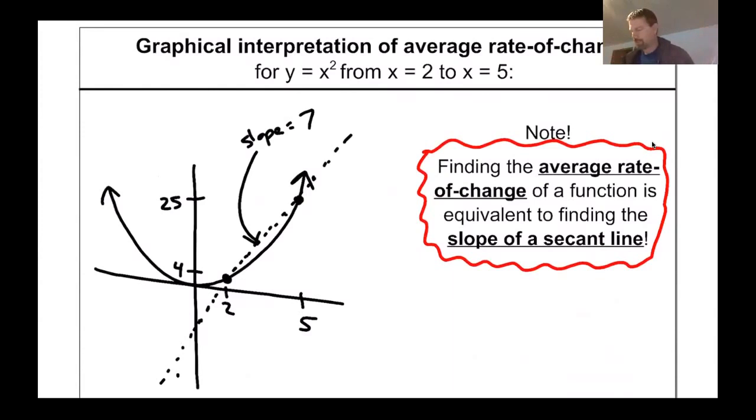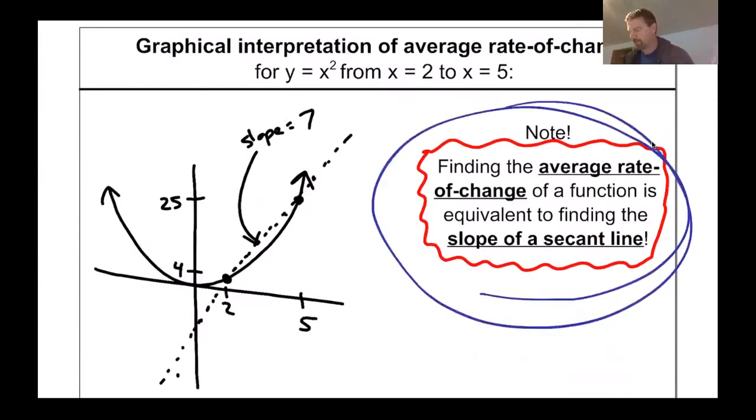So please note, finding the average rate of change is the same thing as finding the slope of a secant line. That word secant line might be new to you, or maybe you've forgotten. A secant line is just a line that connects 2 points and goes through a function. So here's a point, here's a point. The line connecting those 2 points, that has a slope of 7. That's called the secant line.